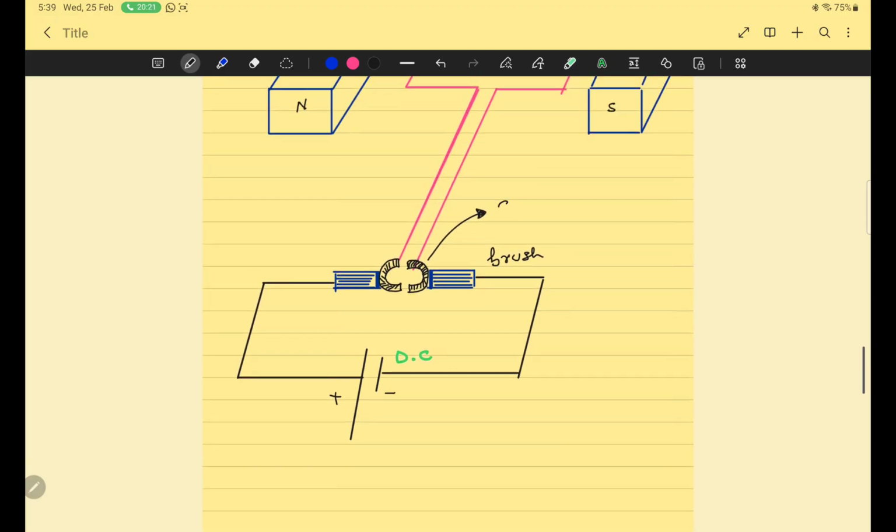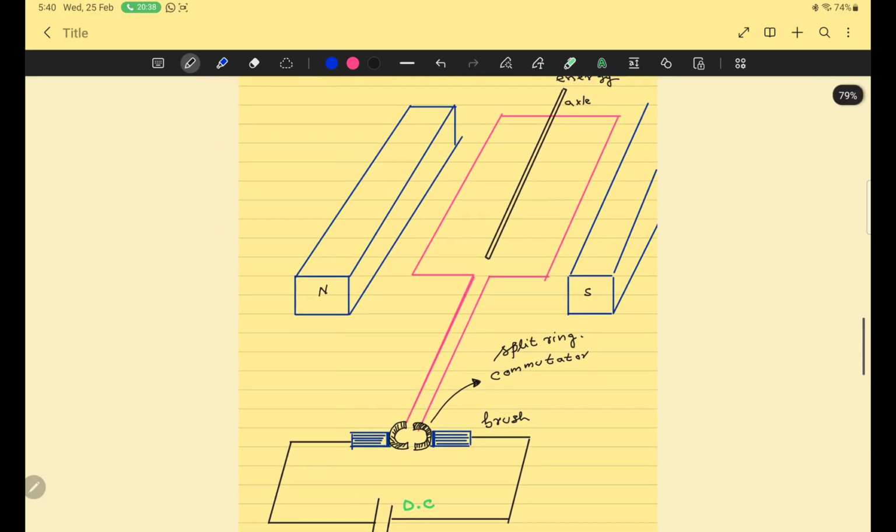And this is commutator. Some teachers call it commutator, some teachers call it split ring commutator.